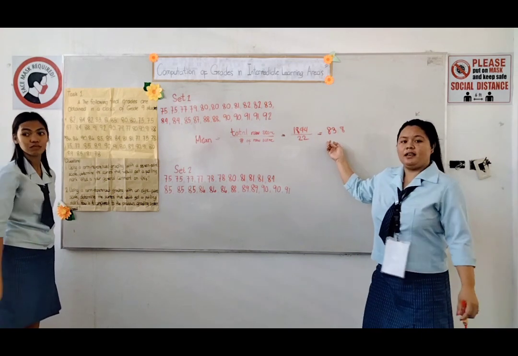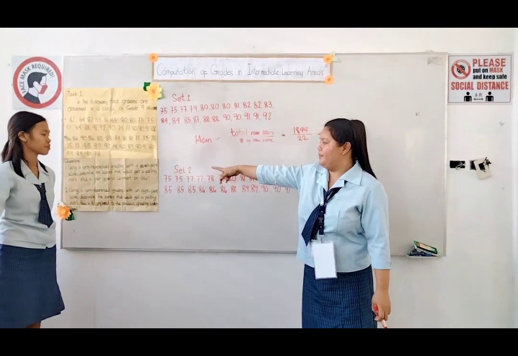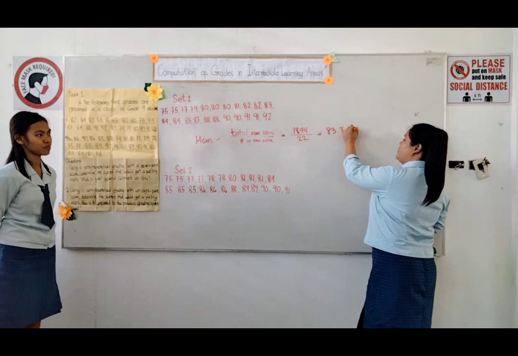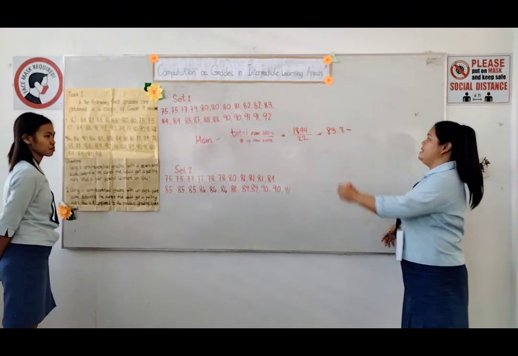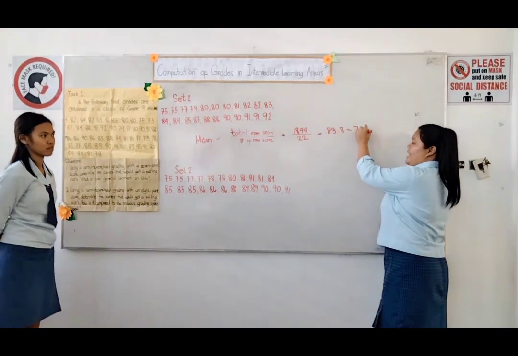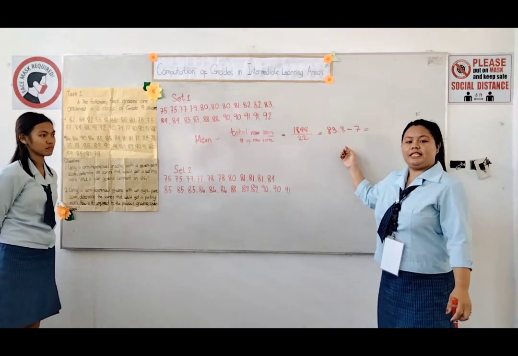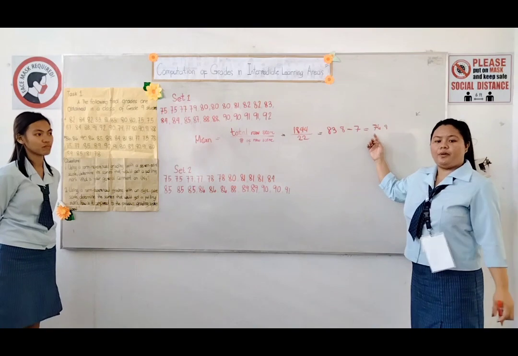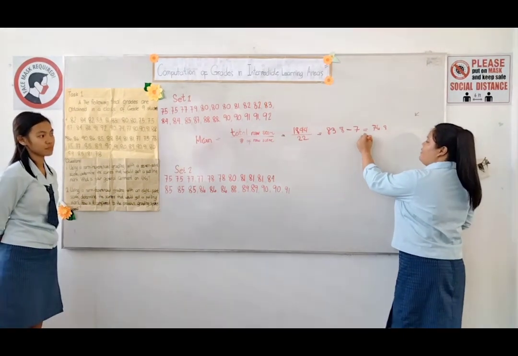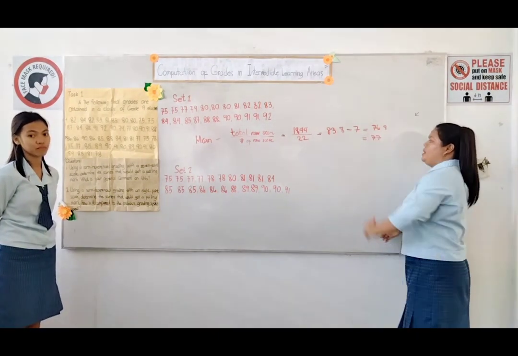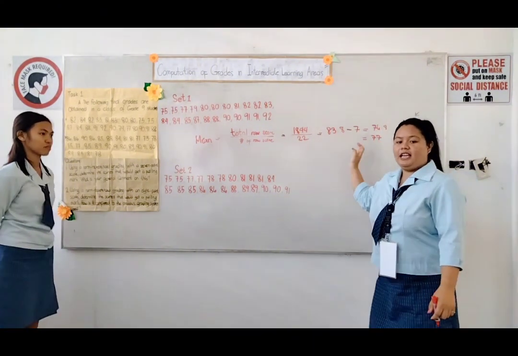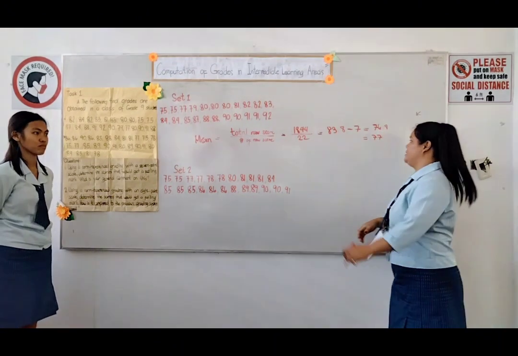So since we are in a 7-point scale, we need to subtract 7 from this. So we can get 76.8. So we need to round off this one. So we have here 77. So 77 below is the failing mark.